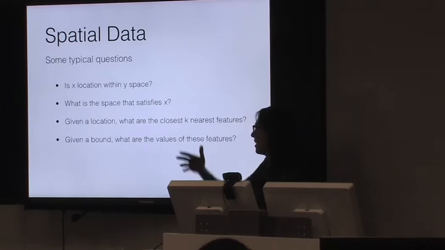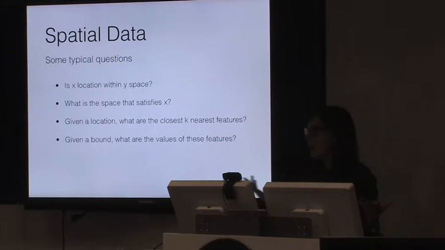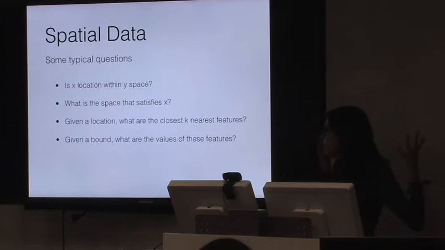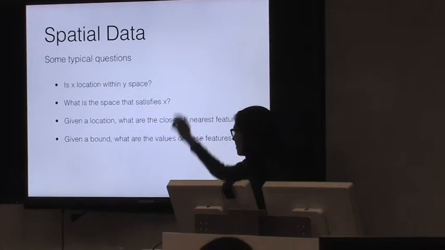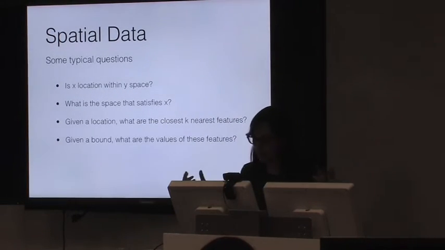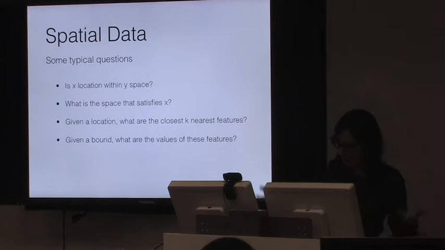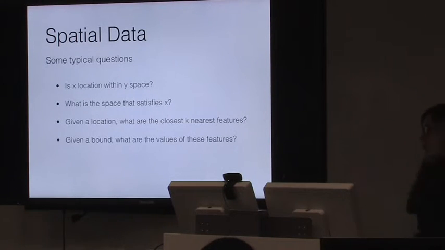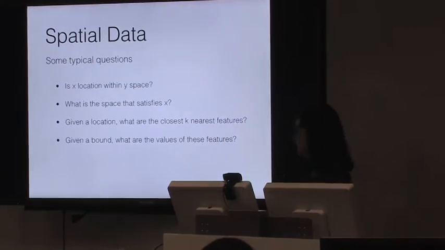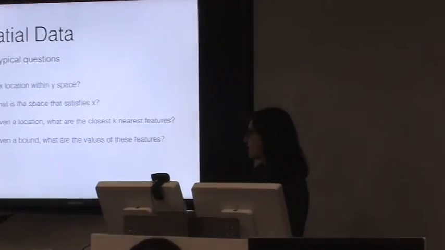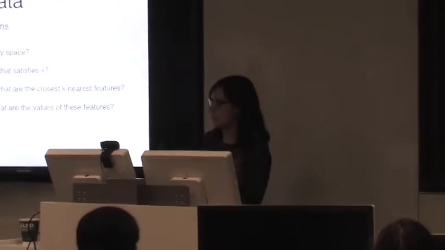Then, what is the space that satisfies X? So you might have some constraints that define some space, and you want to understand which are all the possible spaces where these constraints are satisfied. And then maybe, for instance, you want to know the values of those features in a space that satisfies X. So, for instance, which neighborhood in London has the highest percentage of highly educated people? That's a random question. And then you want to know some other value of another feature in this space satisfying that constraint.